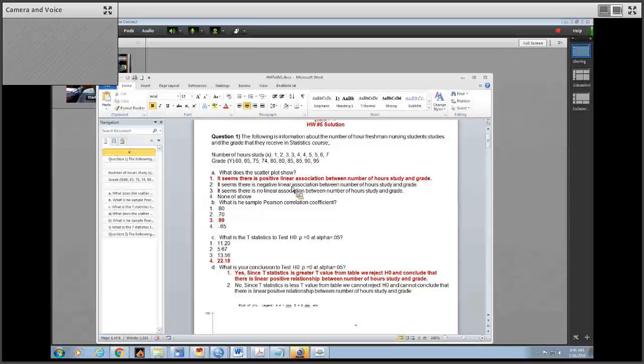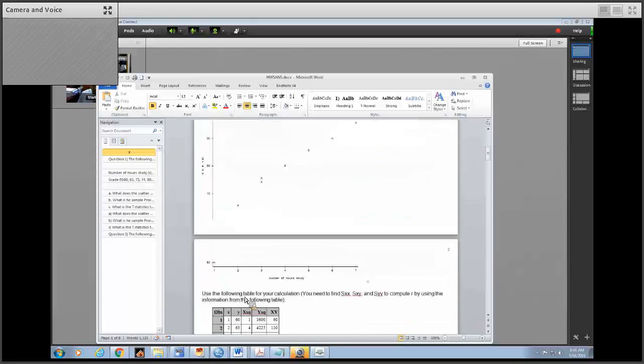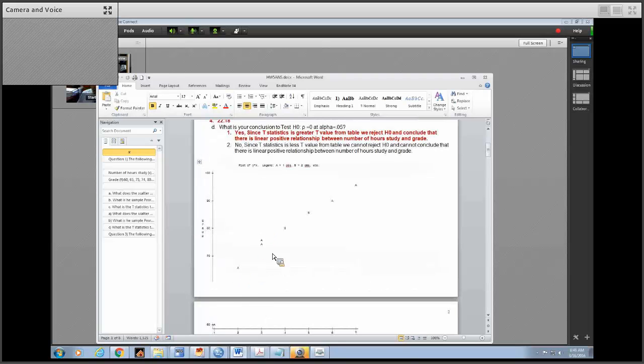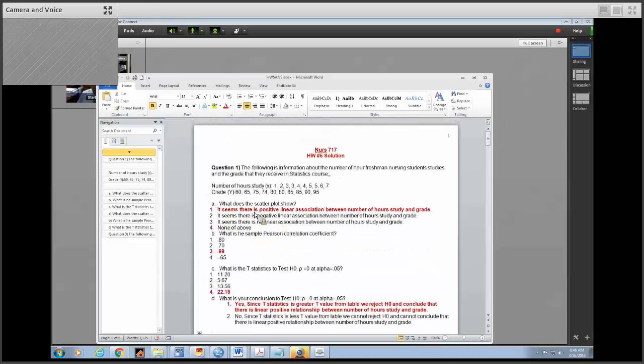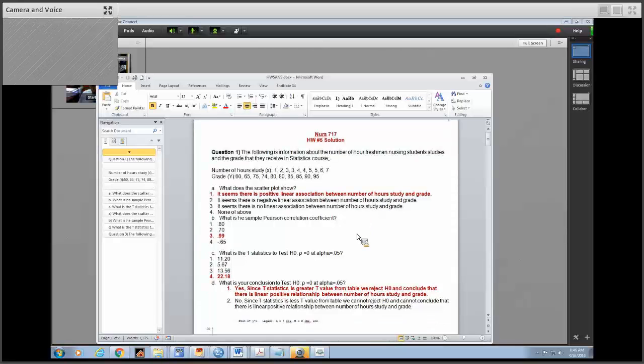The first question, in terms of number of hours of study and grade, I asked you to look at the plot and tell me which one is correct. If you look at the plot, it shows there is a linear positive association. So that is the right answer. And it's intuitive. At 1 hour, it's a 60 grade, at 2 hours 65, and 3 hours 75, and so forth. It's going up.